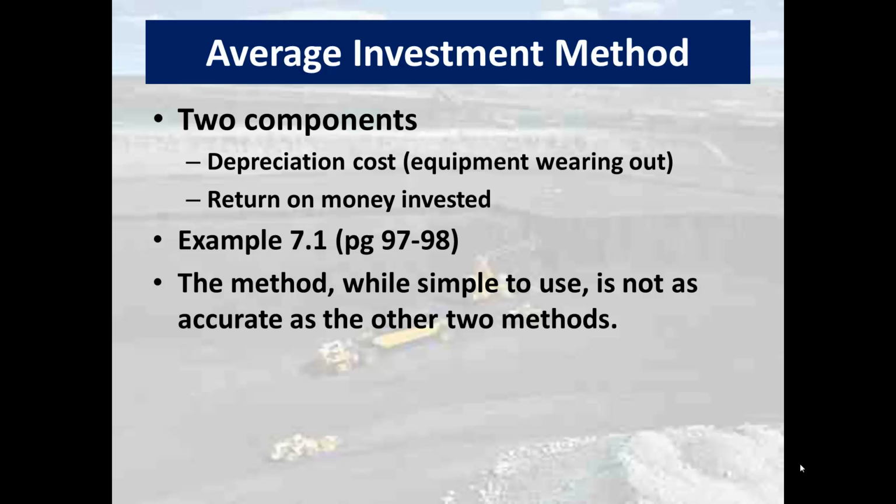The average investment method has two components, one representing the wearing out of the equipment and another representing the return on the money the company has tied up in the equipment while it is operating. If you look at the example that is provided on pages 97 and 98, you can see how this is done. Remember, this method, while simple, is not as accurate as the other two methods.